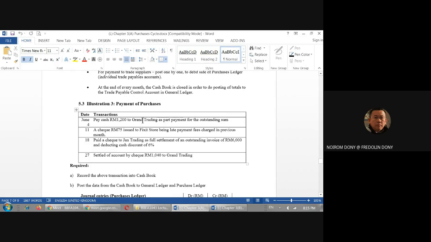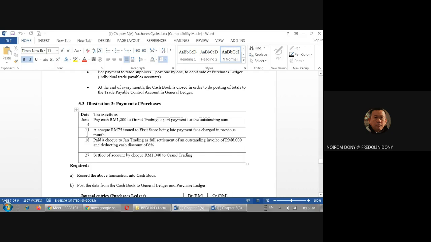So look at the effect. If the business makes payment of 1,200 to Grand Trading, the payable, the amount in the trade payable Grand Trading becomes lesser. So meaning the effect is decreasing. So you record on the debit side of trade payable Grand Trading.